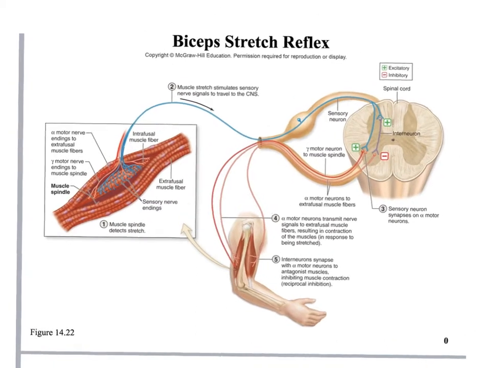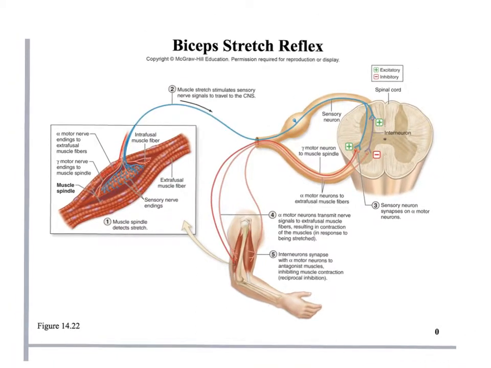And here's your biceps stretch reflex. This kind of shows the muscle spindle stretches. So that's the receptor, that's the 1 part. Here's the motor neuron 2. Here's 3, the sensory neurons. In this case, the sensory neuron synapses on alpha motor neurons. So there's your integration center 3, motor neuron 4, and effector muscle 5.